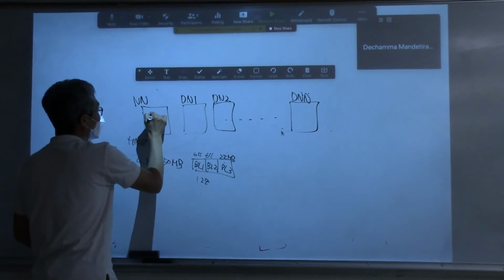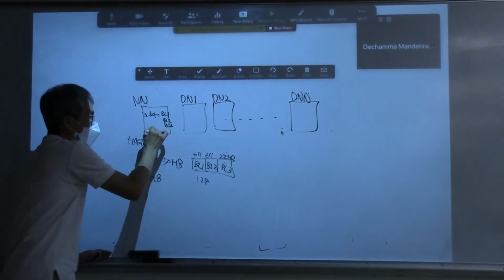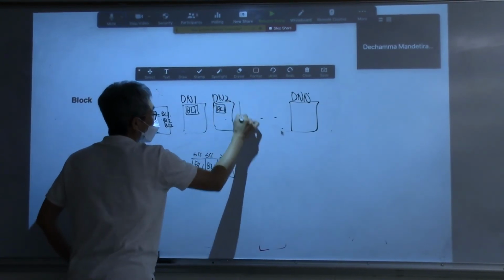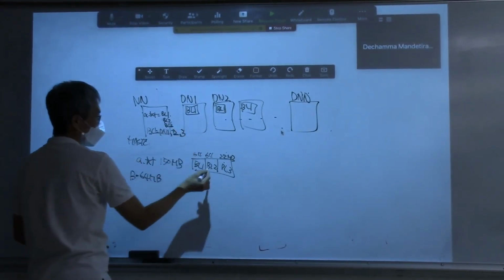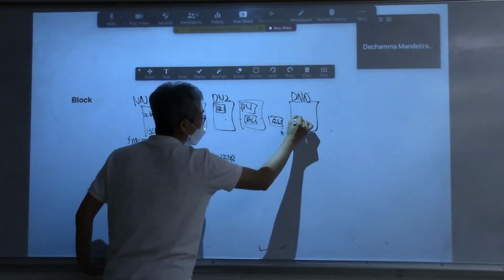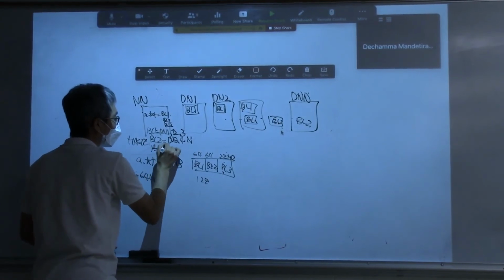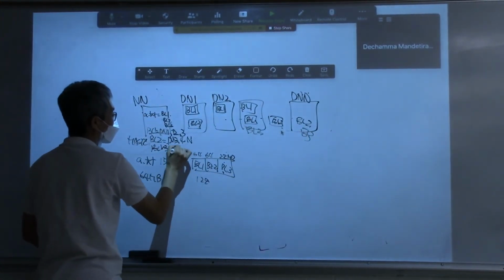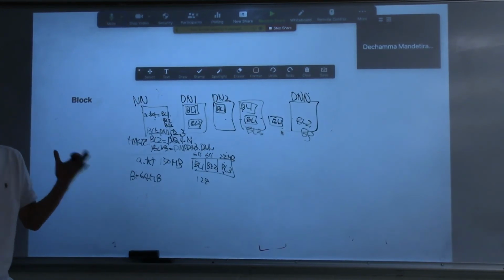So the naming node has a.txt with block 1, block 2, block 3. Also, block 1, how many copies? 3 copies. So block 1 is here, and here, and here: data node 1, node 2, node 3. Block 2 is, for example, here, here, and here: data node 3, 4. Block 3 is the same thing. So we are going to use DN1, DN3, DNN. The naming node has the metadata of each of them.